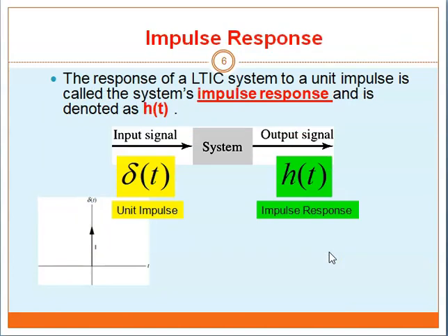Now, the impulse response. The response of a linear time invariant continuous system to a unit impulse is called the system impulse response, and it is denoted by h(t). So you will have an input signal coming into a system. If it is a unit impulse, it will yield an output which is denoted by h(t), the impulse response.